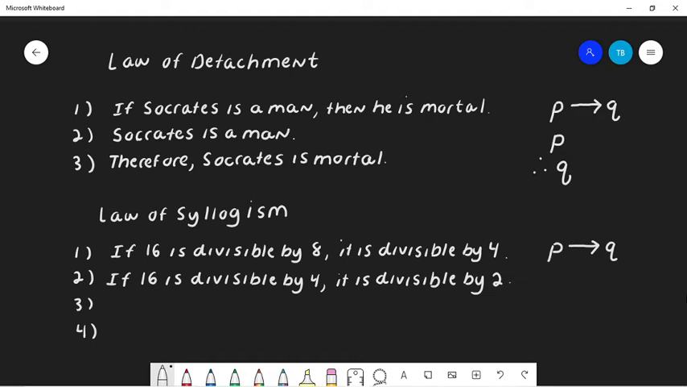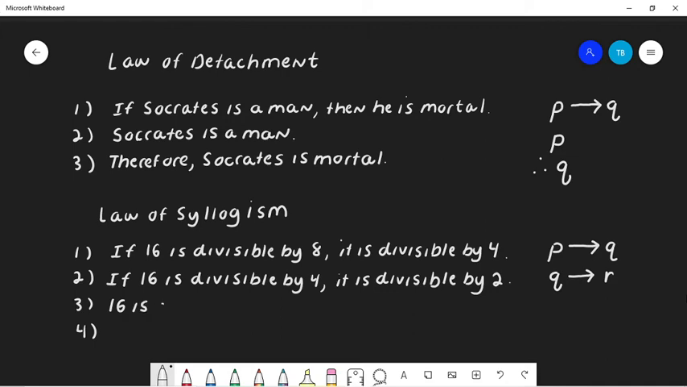So we move the conditional down from statement 1 down to the hypothesis in statement 2. So now the second step would be if 16 is divisible by 4, then it is divisible by 2. So since the conclusion becomes the hypothesis in the second conditional, we bring down the letter Q. So we say if Q, therefore R. Okay. Then the third step in a syllogism would be to affirm the original hypothesis in the first conditional, which was 16 is divisible by 8.